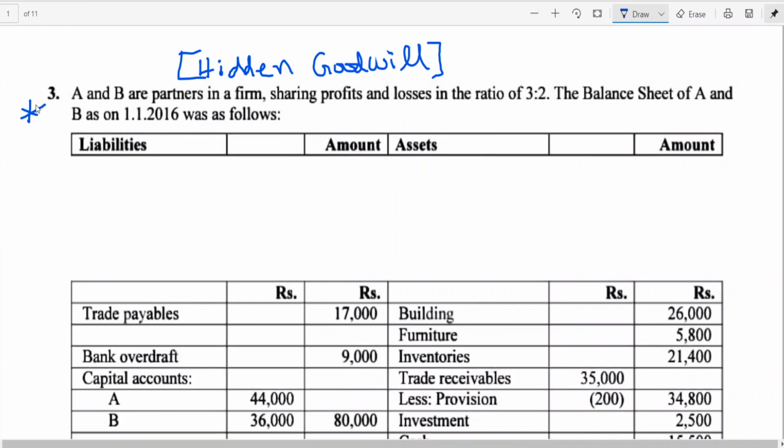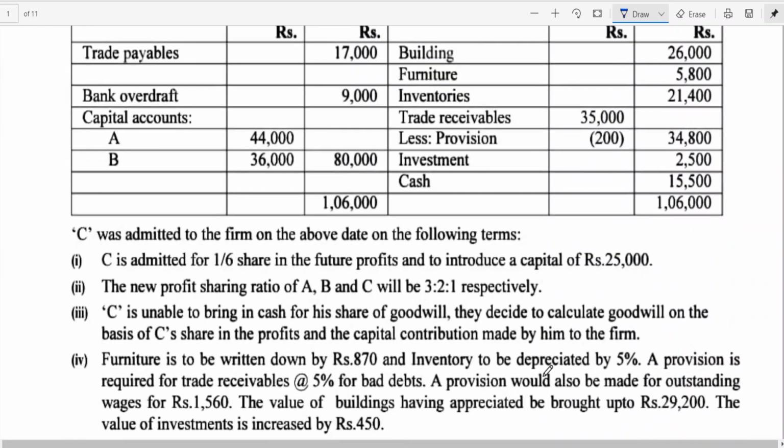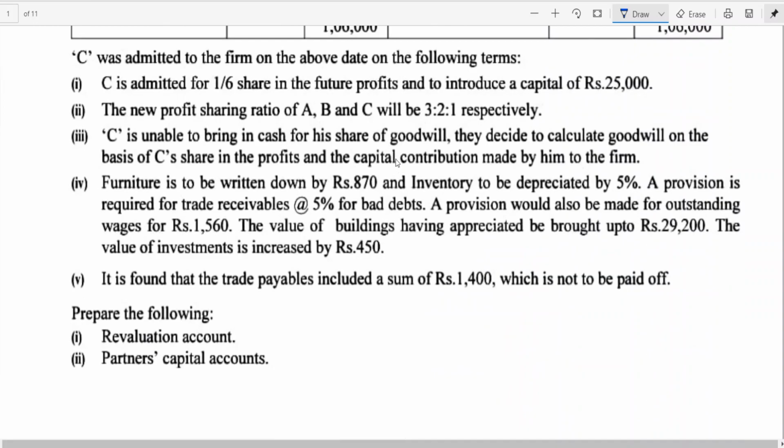A and B are partners in a firm sharing profits and losses in the ratio of 3:2. The balance sheet of A and B as on 1st January 2016 was as follows: trade payable, bank overdraft, A's capital, B's capital, building, furniture, inventories, trade receivable less provision, then investments, cash. C was admitted to the firm on the above date on the following terms. C is admitted for 1/6 share in future profits and to introduce capital of 25,000.